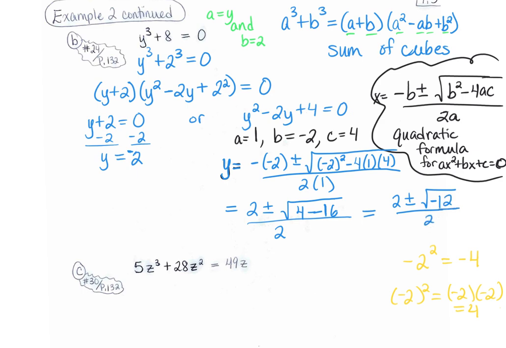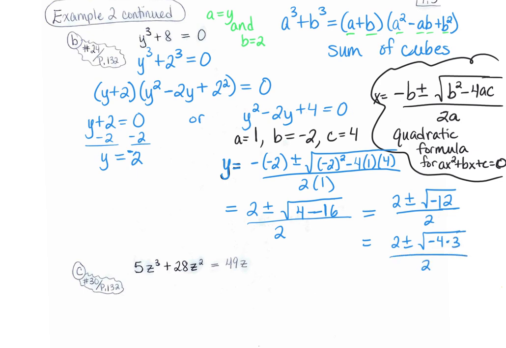Can I erase the yellow? That's equal to 2 plus or minus. I'm just going to rewrite it so you can see it. Negative 4 times 3. All over 2.